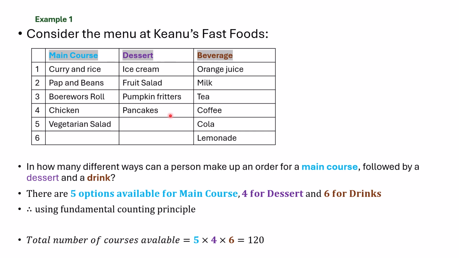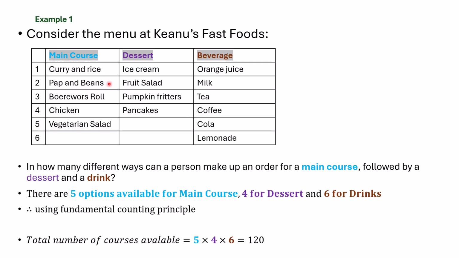I'm just playing around. But yeah, in how many different ways can a person make up an order for a main course, followed by a dessert and a drink? So, number one, under the main courses, we have 5 options. So 1, 2, 3, 4, 5. So you can choose any one of 5 main courses. For desserts, I have 1, 2, 3, 4 desserts. So I can choose any one of 4 desserts. And for beverages, I have 6 drinks. I can choose any one of 6 drinks.